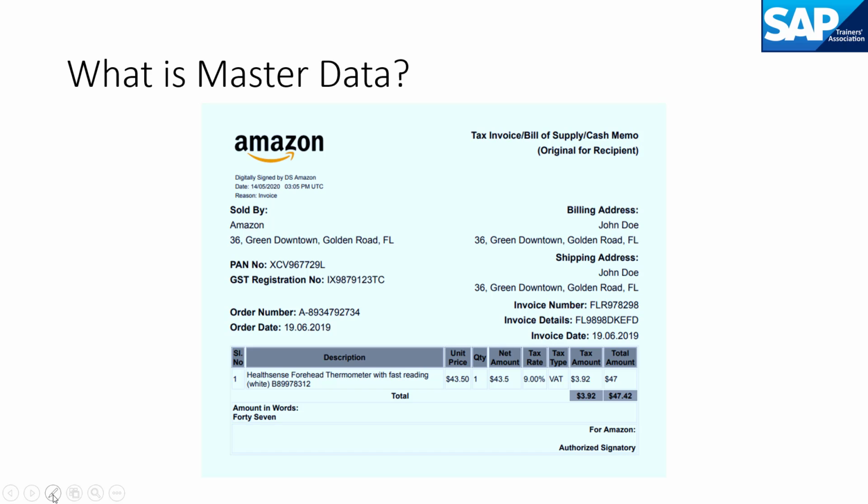So this is your material. This is your vendor. This is your customer. Then this is the order number that you created. This is the PAN number and GST number of the vendor. Then comes the total amount. So everything here is data. And let's say, what is not data here? Tax, invoice, bill, supply. This text is not data.